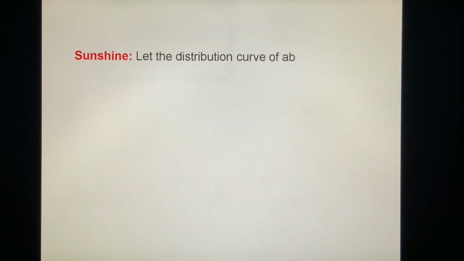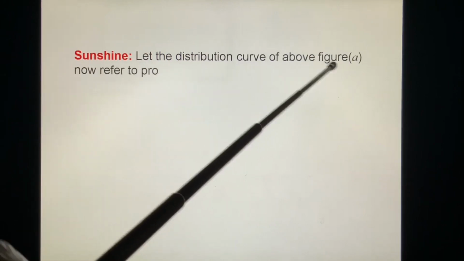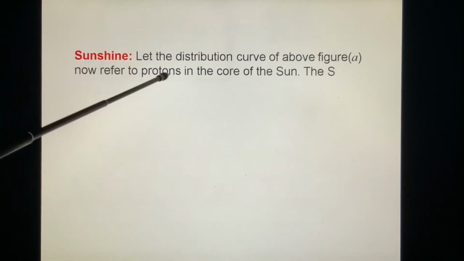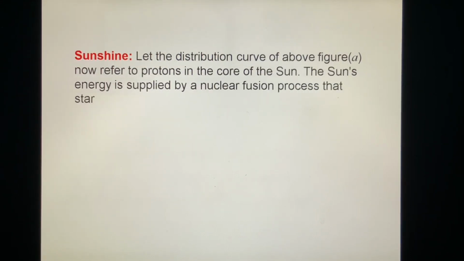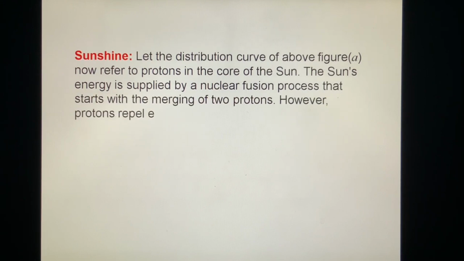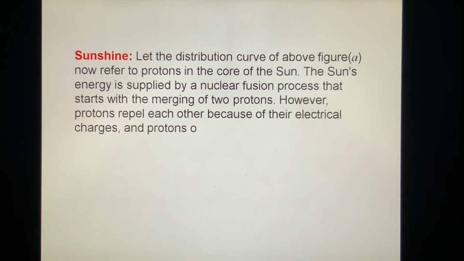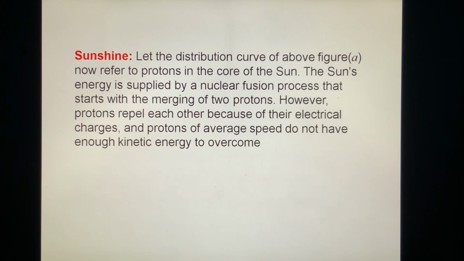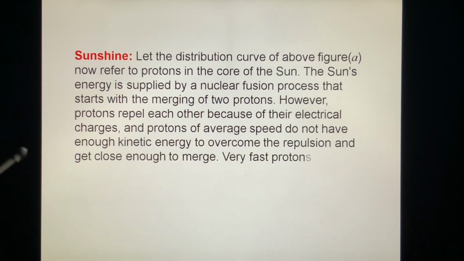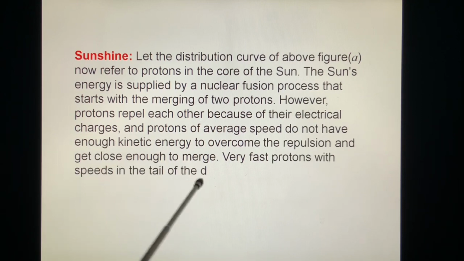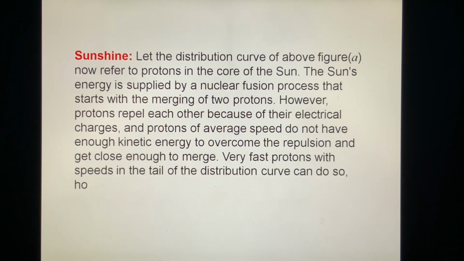Sunshine. Let this distribution curve in the figure now refer to protons in the core of the sun. The sun's energy is supplied by a nuclear fusion process that starts with the merging of two protons. But the protons repel each other because they carry electric charges. Protons at average speed do not have enough kinetic energy to overcome the repulsion and get close enough to merge and undergo nuclear fusion.